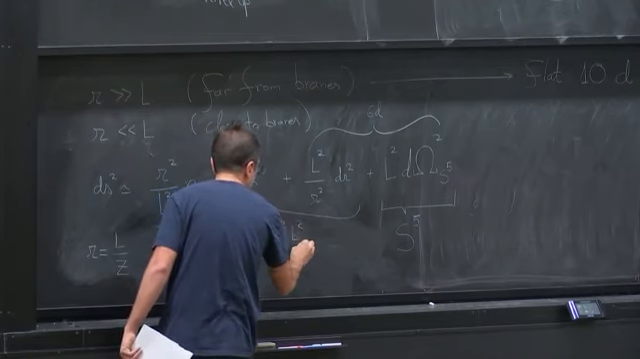And what's this metric? ADS. And so this part is just ADS 5. And so we find this background ADS 5 times S5. Right? So close to the D-branes, we see this ADS 5 times S5. Now we want to ask what happens at low energy.